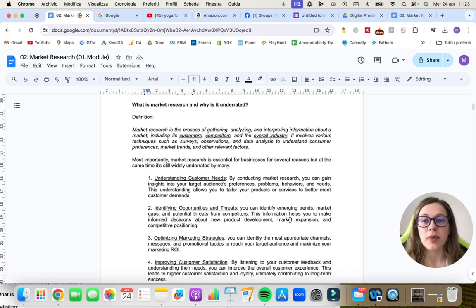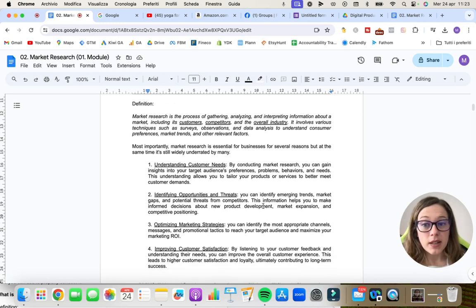The definition: market research is the process of gathering, analyzing, and interpreting information about a market, including its customers, competitors, and the overall industry. It involves various techniques such as surveys, observations, and data analysis to understand consumer preferences, market trends, and other relevant factors. But most importantly, market research is essential for businesses for several reasons. At the same time, it's also widely underrated.